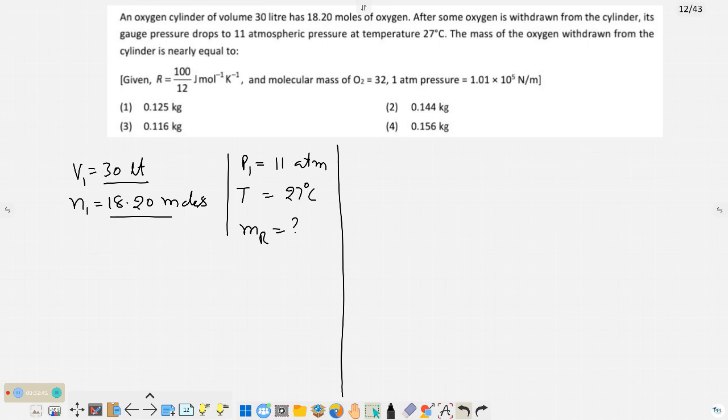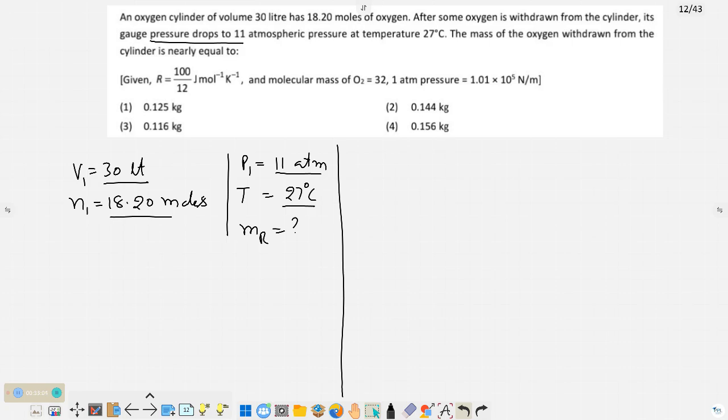The gauge pressure changes. When you remove the gas, the pressure changes automatically. The pressure after removal is 11 atmospheric pressure, at a temperature of 27 degrees centigrade. They are asking for the mass of the oxygen withdrawn from the cylinder, how much mass of the gas is removed.